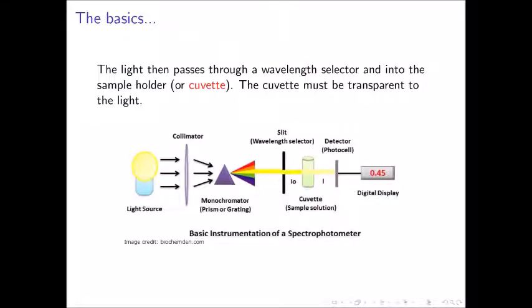The light then passes through a wavelength selector, which further narrows the wavelength band, and into the sample holder. The sample holder, also known as a cuvette, holds our liquid sample for analysis. The cuvette itself must be transparent to the light, otherwise it will not pass through the sample.